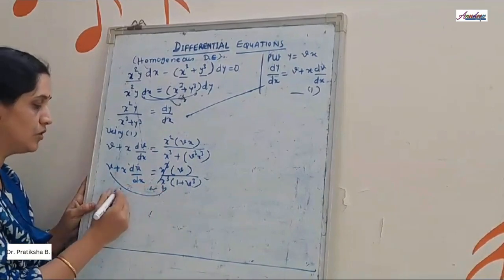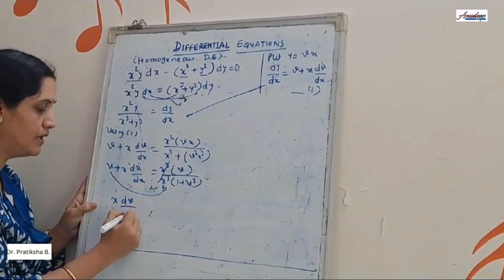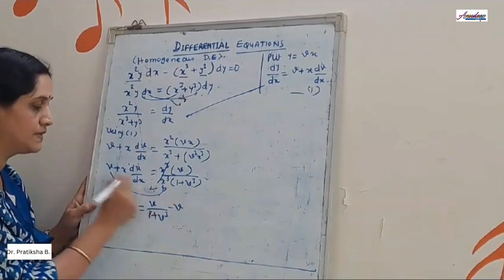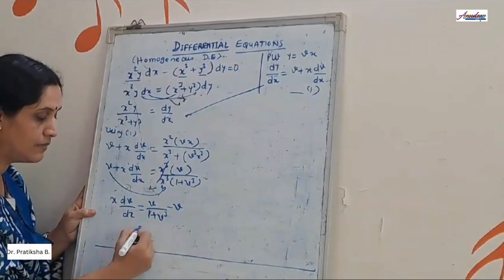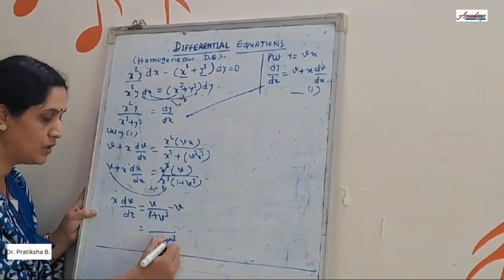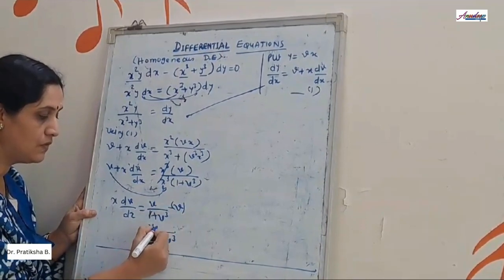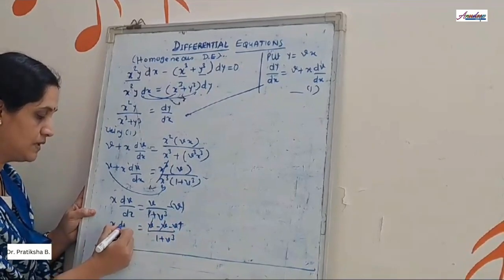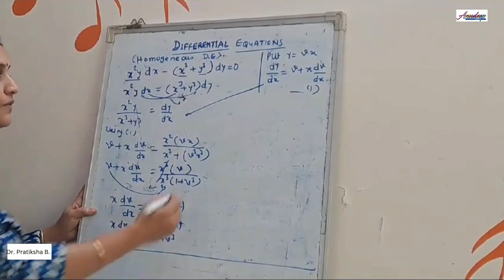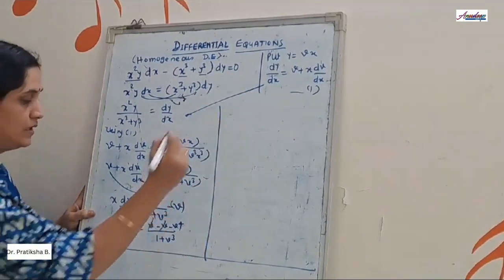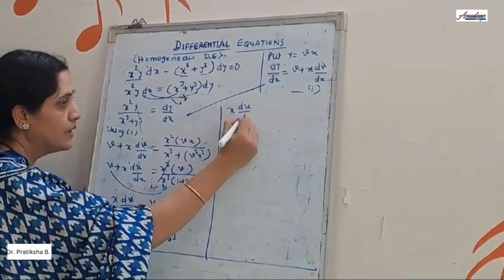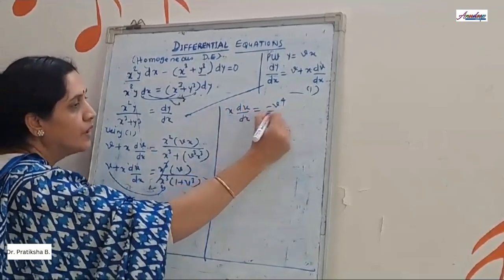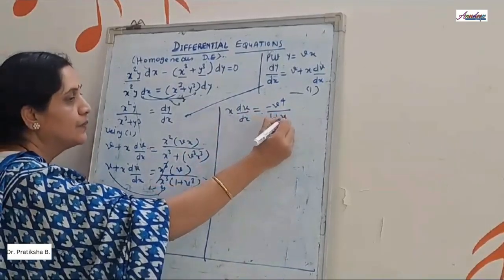Again, transferring this v to the other side, we get x dv by dx is equal to v upon 1 plus v cube minus v. I am transferring this to the right side. By taking LCM, we get 1 plus v cube. Now multiplying by v, it is v minus v raised to 4. So x dv by dx is equal to minus v raised to 4 upon 1 plus v cube.